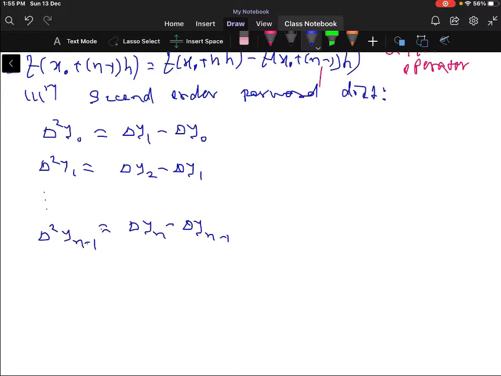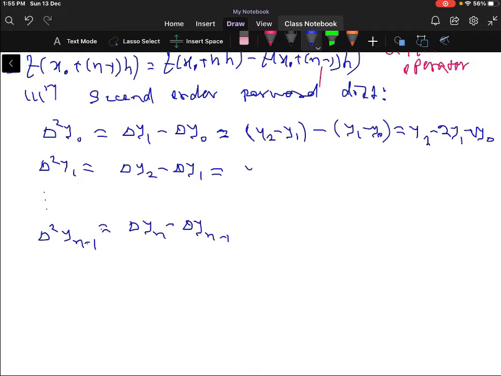So delta square y naught also can be written in terms of the values of y. Delta y1 we define as y2 minus y1, minus of delta y naught, which is y1 minus y naught. So this can be written as y2 minus 2 y1 plus y naught. Similarly, one can write delta square y1 in terms of y naught, y1, y2 and so on.